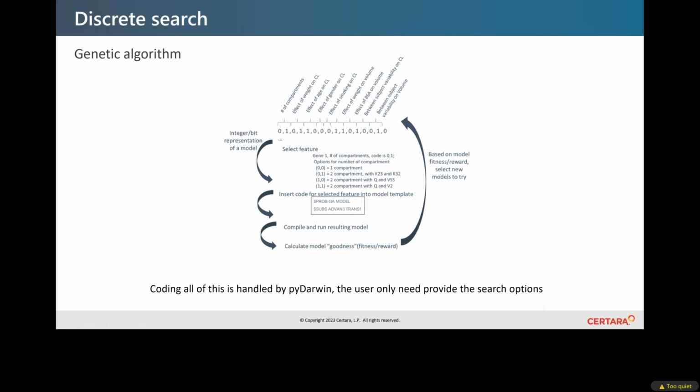For example, if it's 0, 0, that's a 1-compartment model. If it's 0, 1, that's a 2-compartment model specified as microconstants. If it's 1, 0, that's a 2-compartment model with clearances, and 1, 1 is a 2-compartment model with clearance and V2.